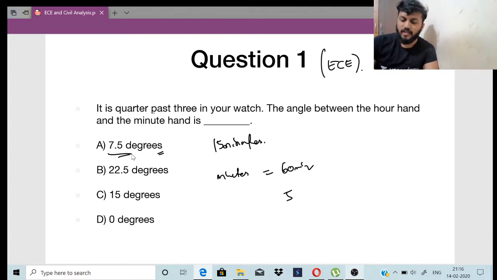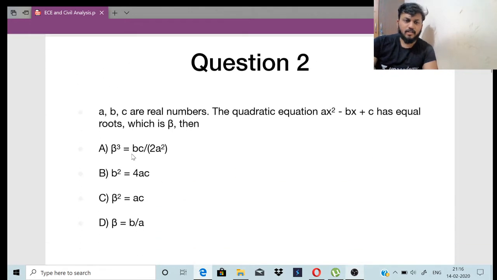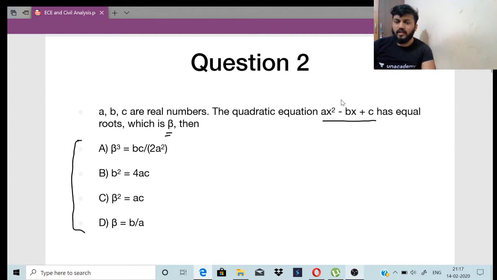Okay, we'll move on to the next one. A, B, C are real numbers. The quadratic equation ax square minus bx plus c has equal roots, which is beta. Then which of the following options will be the right option?